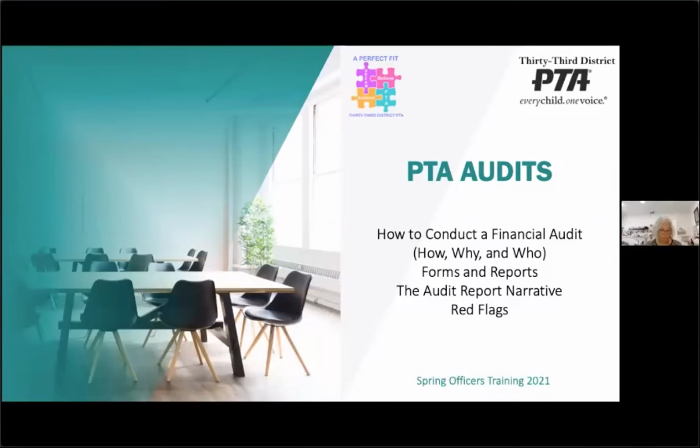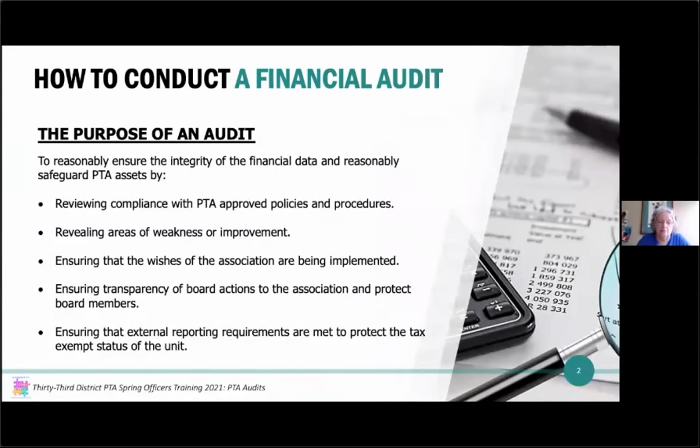This will be a unique training for you. So we're going to go to how to conduct a financial audit and the purpose of an audit. The main purpose is to reasonably ensure the integrity of the financial data and reasonably safeguard PTA assets. And what does that mean? Reasonably means that we can only do so much with what we have, with what we know. We're not guaranteeing anything as far as reports are concerned, but we're following policies and procedures to reasonably ensure the integrity of the data and PTA assets. PTA assets are usually just cash. So we are performing this audit in order to safeguard PTA cash, which is owned by the association.